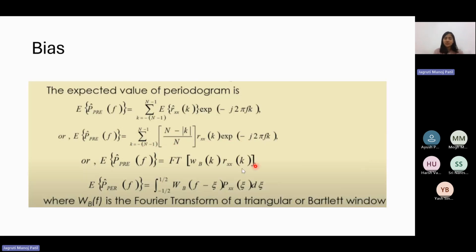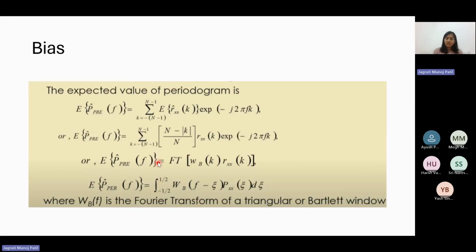If you see a relation here, the expectation of this periodogram is nothing but the Fourier transform of these two terms. So if you say this is a weighting function and this is your autocorrelation function, then multiplication in the time domain is nothing but convolution in the frequency domain.